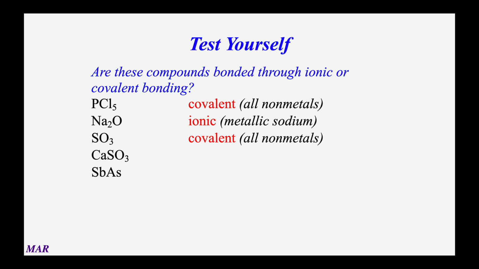Sulfite is -2, calcium's +2. That's going to be an ionic system. So polyatomic ions also mean you're going to have ionic bonds.